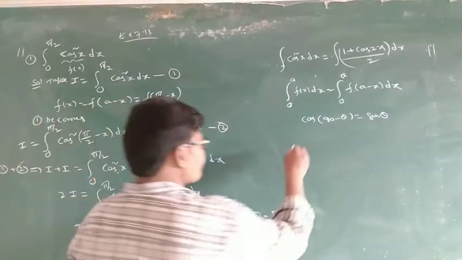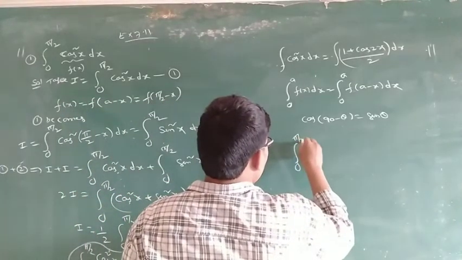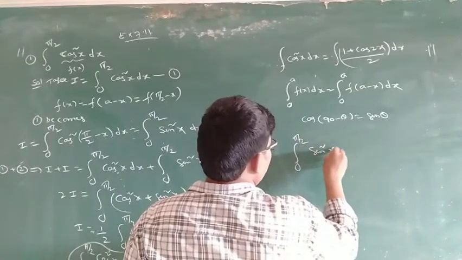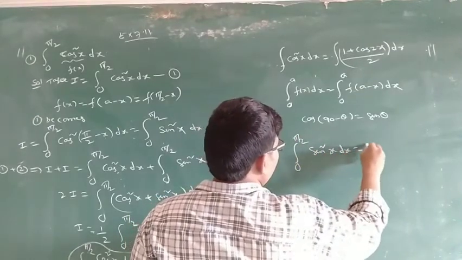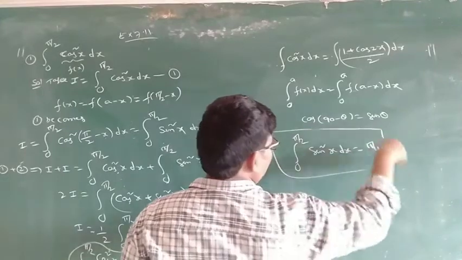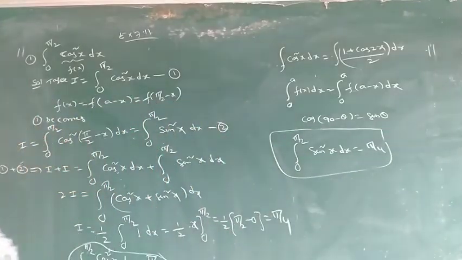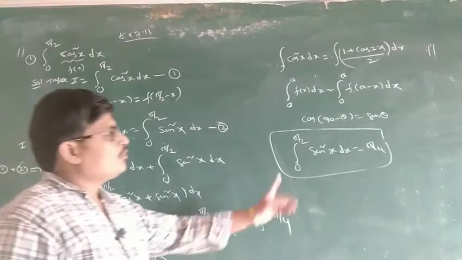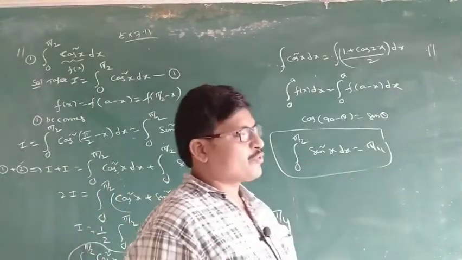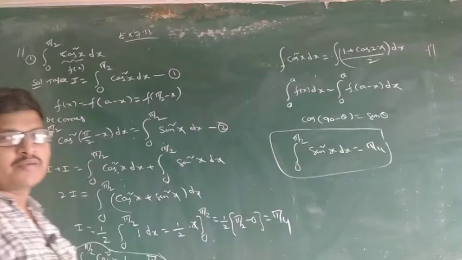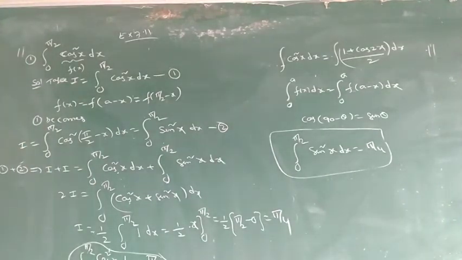In the same way, integral 0 to pi by 2 sin square x dx is also the same procedure, same answer. This first problem is integral 0 to pi by 2 cos square x dx. This integral 0 to pi by 2 sin square x dx also has the same procedure and the answer is also the same. So we can do it. This is using the properties, simple.